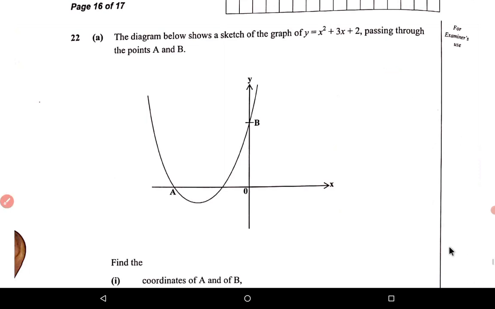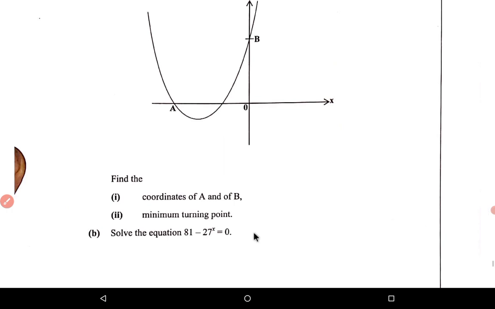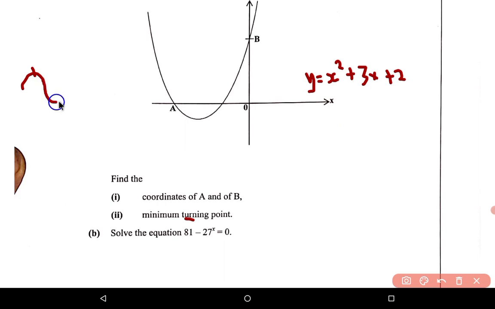Now that we have this, let's do this. We're finding the minimum turning point, and I'll be a bit slow here because I want it to sink. So this is your equation. Now what do they mean by turning point? The turning point is where the curve makes a turn. If it comes like this, this is the turning point. So in this case, they want you to find the point where it is actually turning.